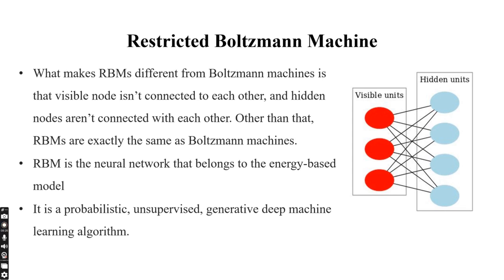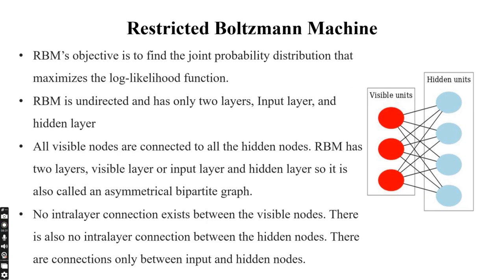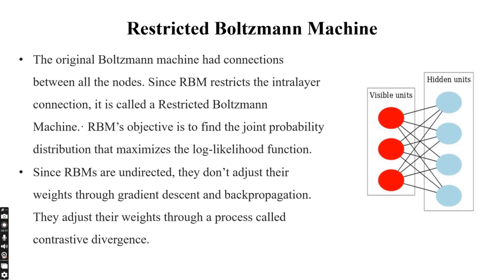This is also an energy-based model. This is also a probabilistic unsupervised generative deep learning model. The main aspect of the algorithm is to find the joint probability distribution and to maximize the log likelihood. It is an undirected two-layer model. No interconnection exists between the visible nodes, also for hidden nodes. The original Boltzmann machine has connections among all the nodes. So in RBM, there is no connection between the adjacent nodes.